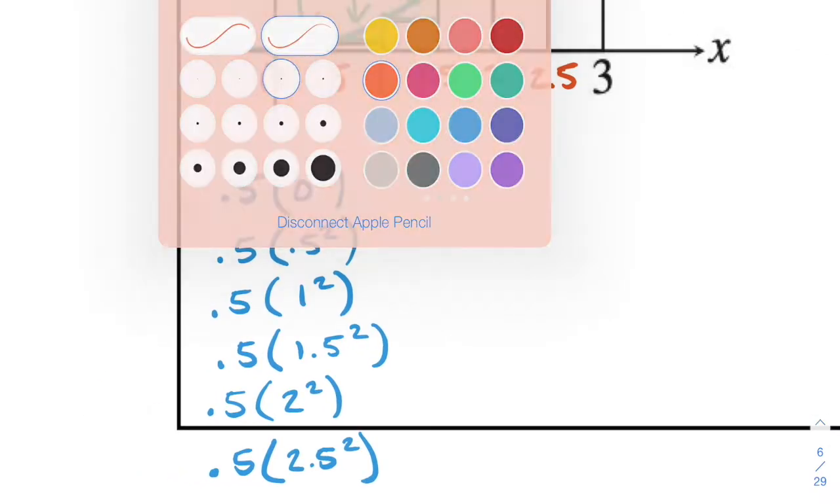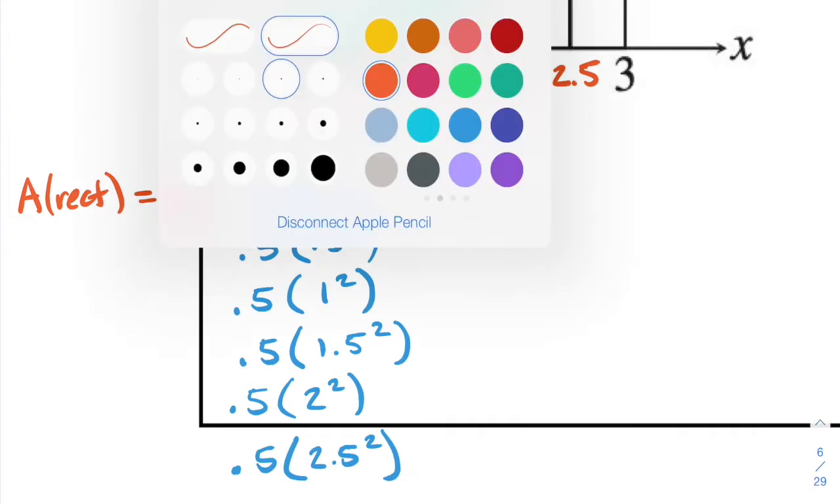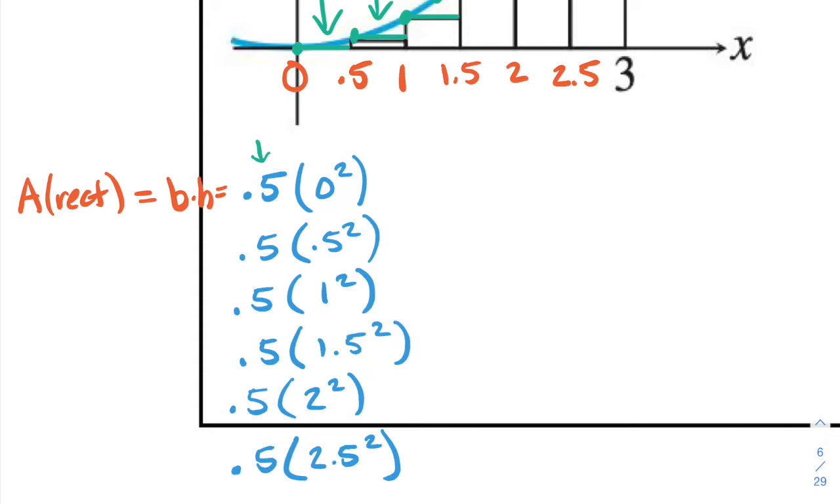Well, I am simply doing the area of a rectangle, which is equal to base times height. So for each rectangle, the area is base times height. I'm calling these units right here my base. They're all 1/2 units wide.